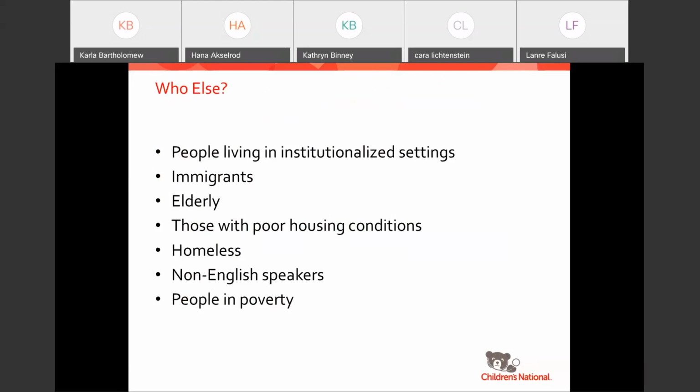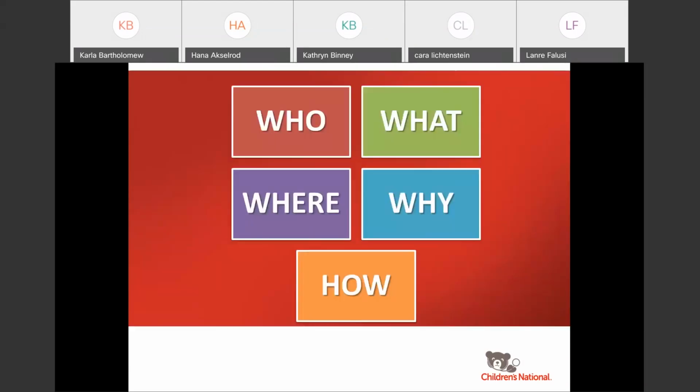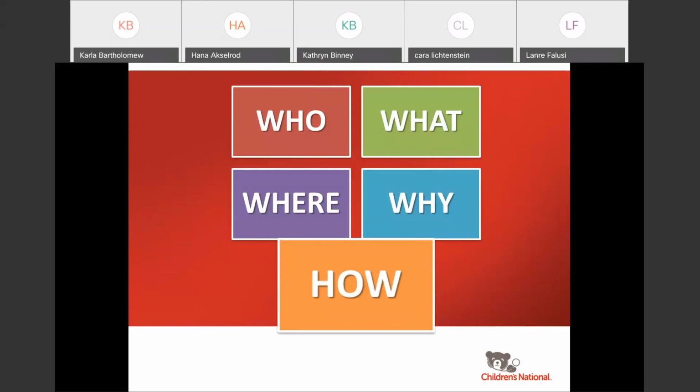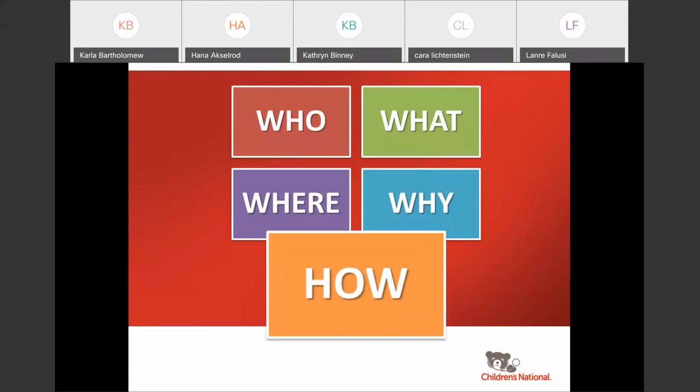What about people living in crowded housing conditions or those who are not even housed? There are other institutionalized settings, such as group homes and nursing homes, that are putting certain groups at much higher risk. And what if you don't speak English? How are you able to access all the messaging around this pandemic? And then there is the population living in poverty, which I will talk about in a few slides. So let's tie this all together and talk about how these disparities are playing out in the COVID-19 epidemic.